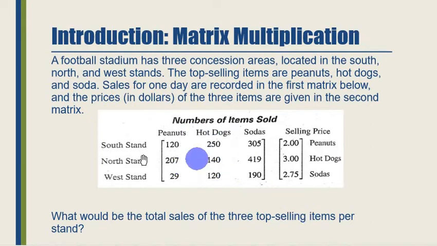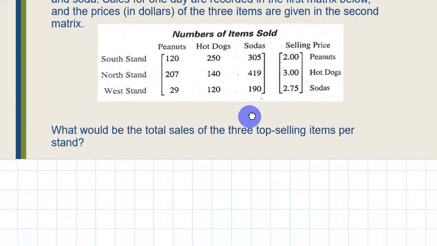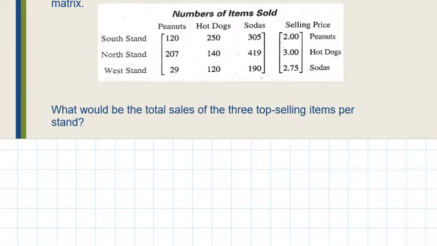So in the first matrix, we have the south stand, north stand, and west stand. Then the number of peanuts, hot dogs, and sodas sold. Here is the selling price of the peanuts, hot dogs, and sodas. So if we would like to know how much each stand would earn, we need to multiply the price of the peanuts to how many peanuts were sold, right? Price of hot dogs to how many hot dogs were sold, price of sodas to how many sodas were sold. Let's do that.